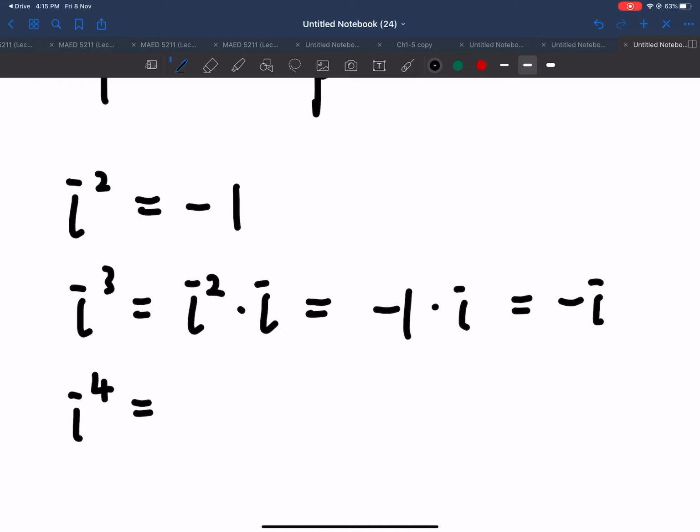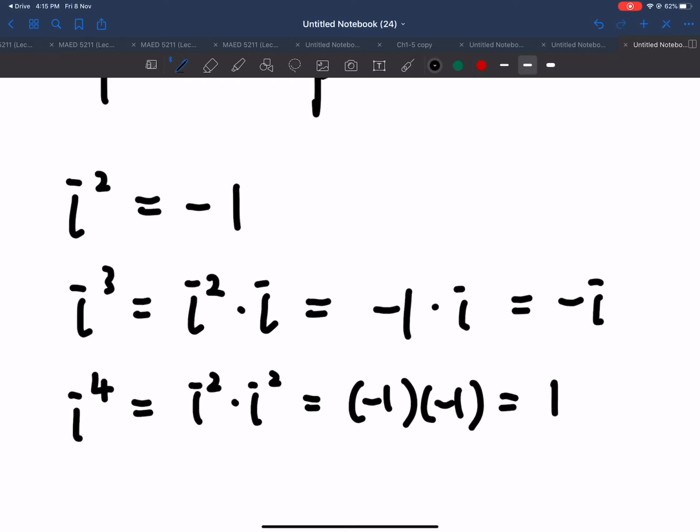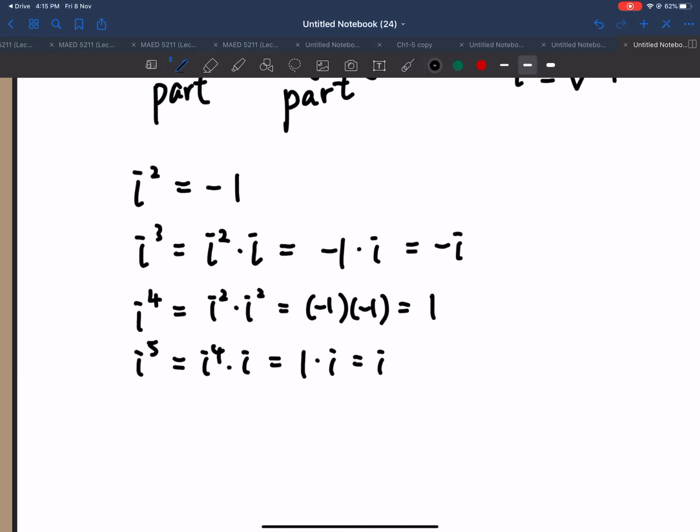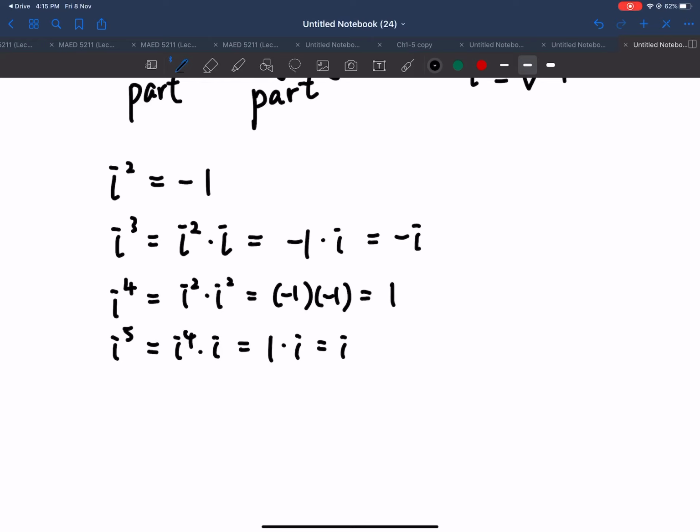Square root of -1. Yes. For i to the power 4 is i squared times i squared. -1 times -1 give you 1. Okay. How about i to the power 5? It's i. 1 times i is i. Okay? So you can see there's a period of 4.